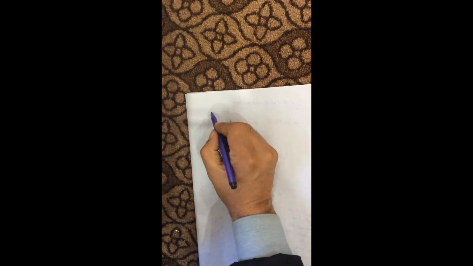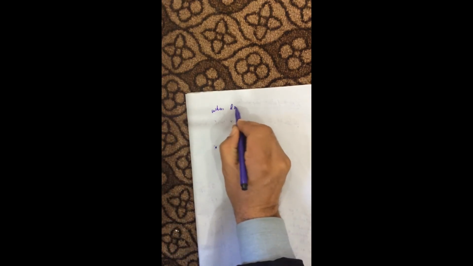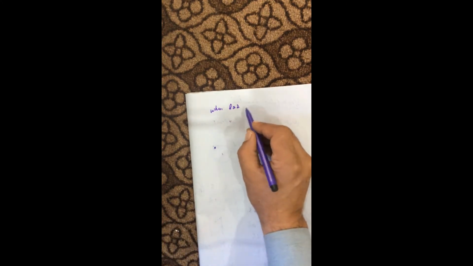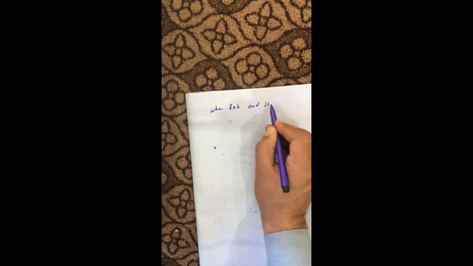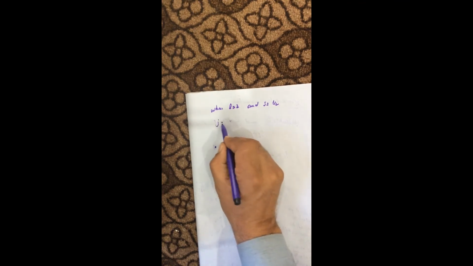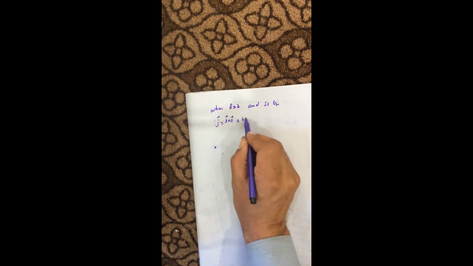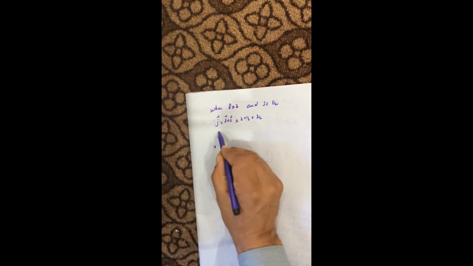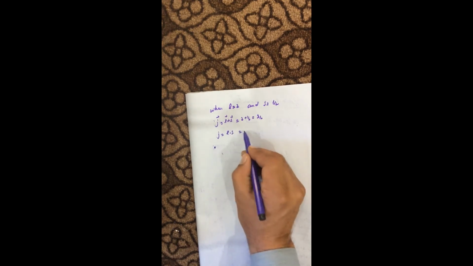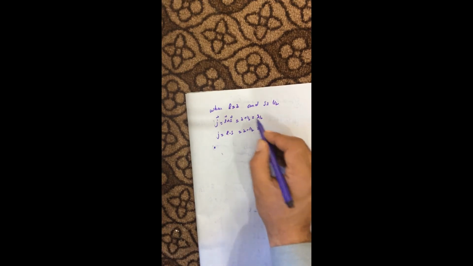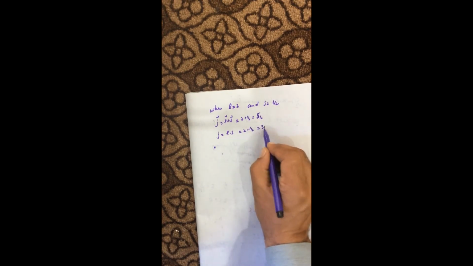When L is equal to 2 and S is equal to 1/2, then J has two values. One is L plus S, which is 2 plus 1/2, equal to 5/2, and the other is J equal to L minus S, which is 2 minus 1/2, which is 3/2.